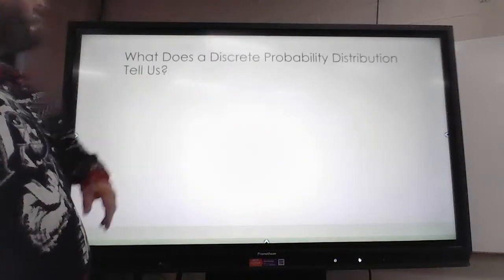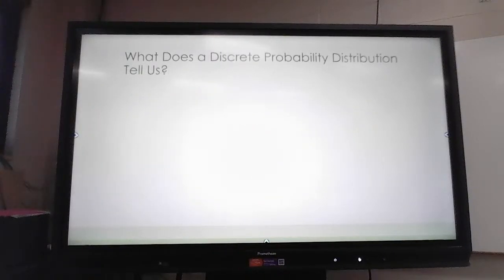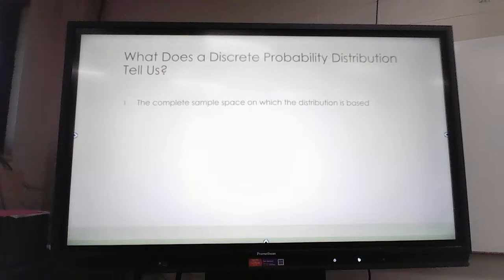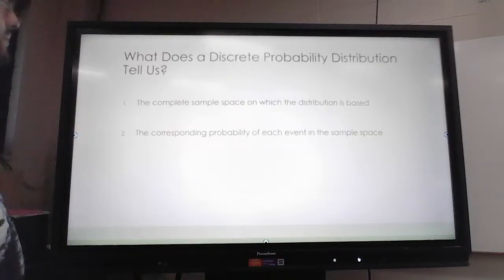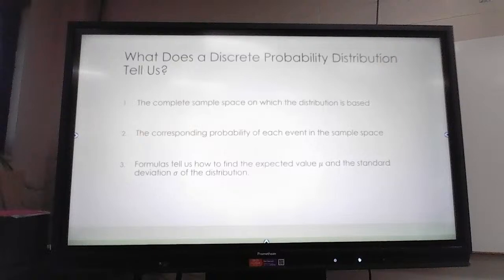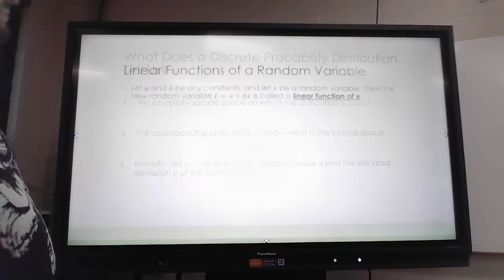Now, what does a discrete probability distribution tell us? Well, first off, it gives us the complete sample space on which the distribution is based, because we need the sample space to find all those probabilities. Then there's a corresponding probability of each event in the sample space, right? That's part of the requirements in order to have a probability distribution. And then of course the formulas that we were given tell us how to find the expected value and the standard deviation of that distribution.